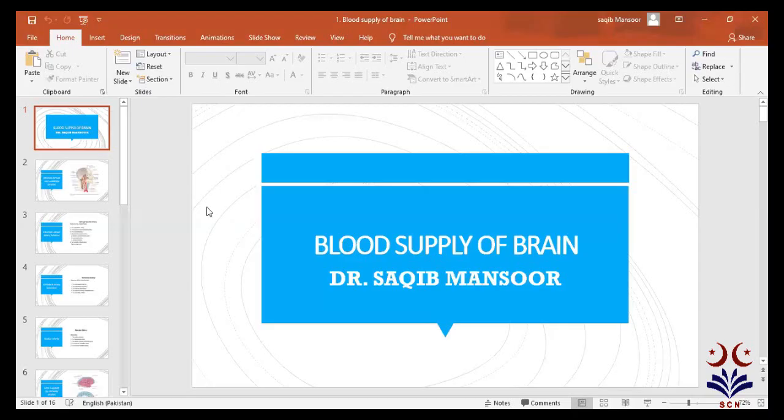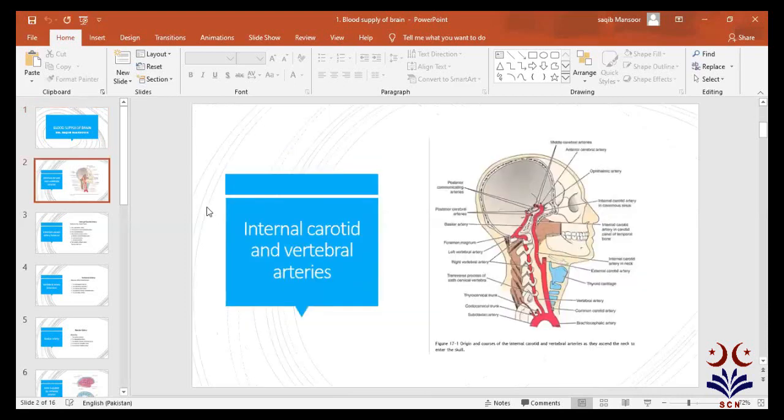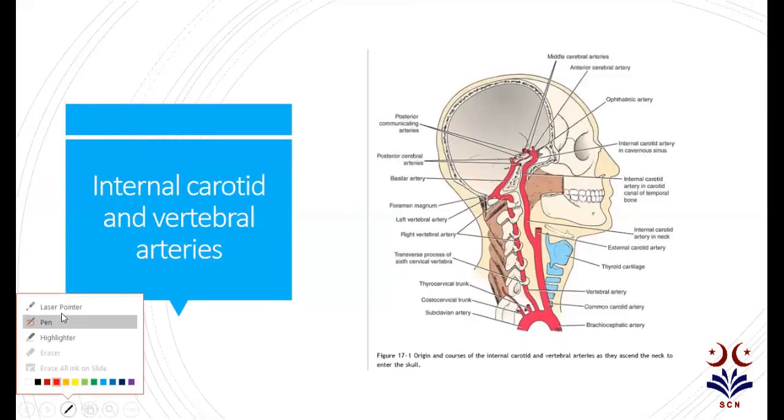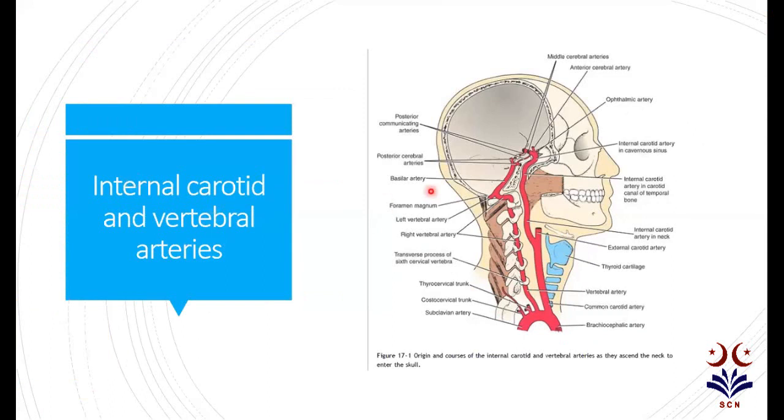I am Dr. Saqib and today I'm taking up this neuroanatomy topic, the blood supply of the brain, and we'll discuss it in detail. The two main vessels involved are the internal carotid artery and the vertebral artery. So two arteries mainly are involved.